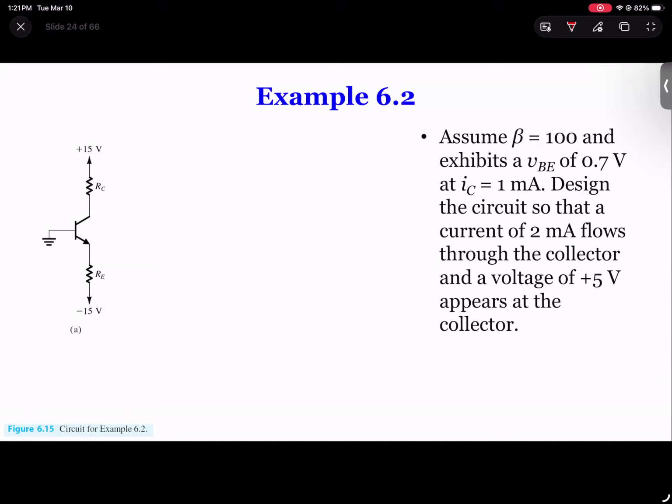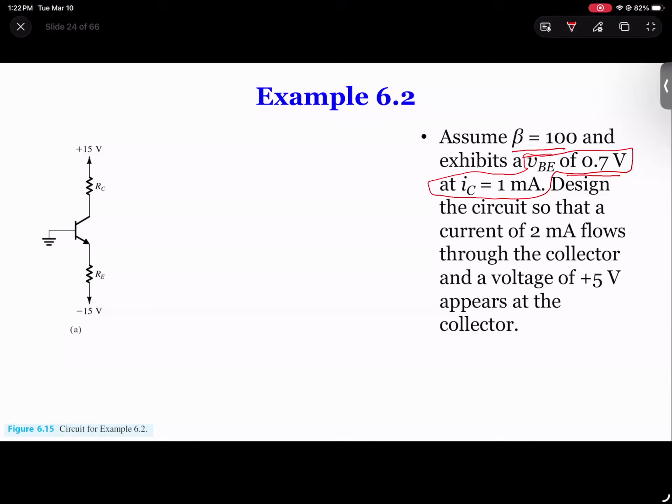So let's do an example. In this example, VBE is given, and VBE is 0.7 at 1 milliamp. Okay, so here you see this term again. This is a typical description of a diode. It says that this BJT has a typical diode performance. When you have VBE is 0.7, you get IC is 1 milliamp.